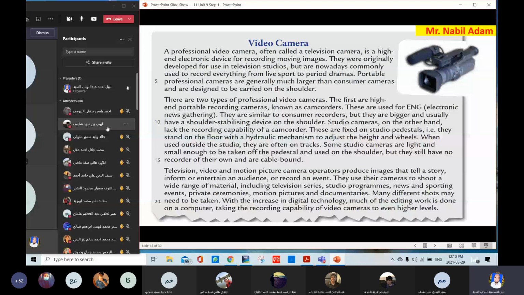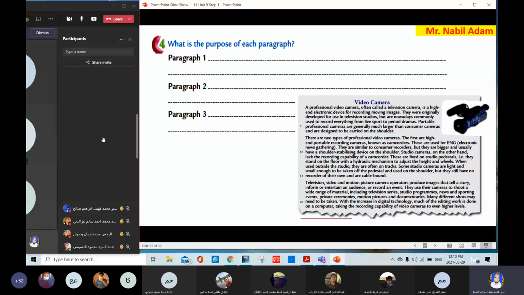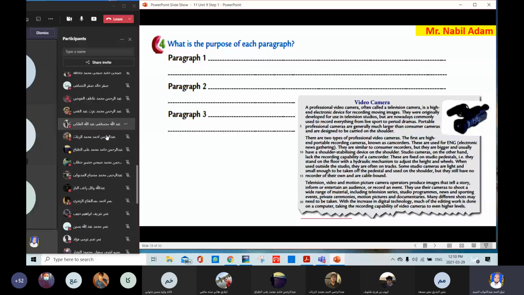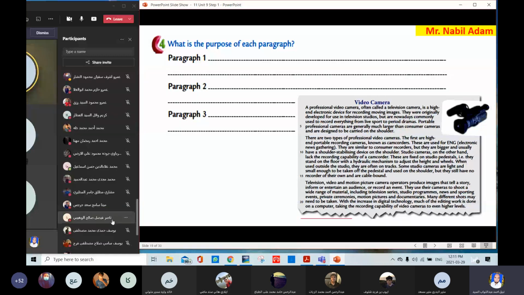Okay, let's see, Abdullah Assam, what's the purpose of the first paragraph? Hello, sir. Nasser, don't talk, please. It's not allowed to talk without permission. Abdullah Assam, what's the purpose of paragraph one? Yes, Nasser Faisal, what's the purpose of paragraph one?